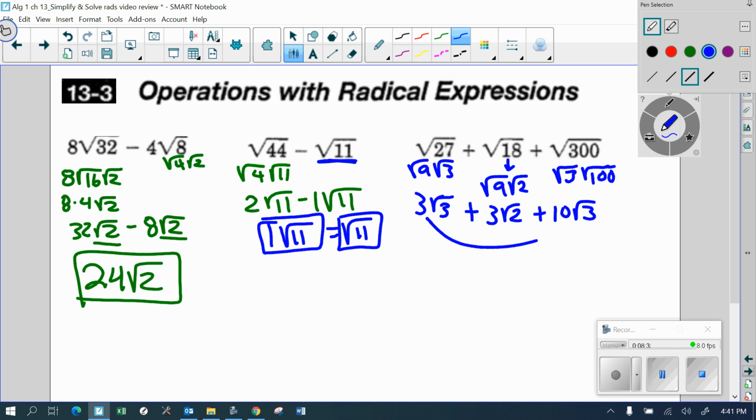So now I can combine these two only because they have like radicals. So 3 plus 10 is 13 root 3, plus 3 root 2. And there is my answer.